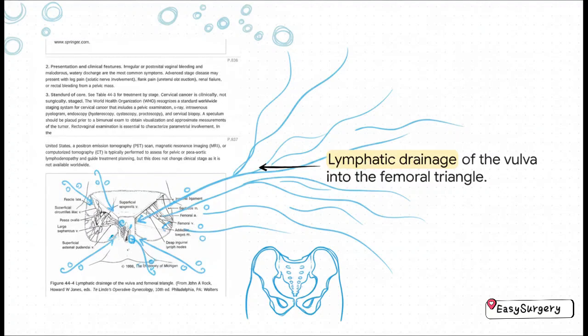Notice how the lymphatic drainage of the vulva pathways straight into the superficial and deep nodes of the femoral triangle. Metastasis follows these exact pathways strictly. That makes inguinofemoral lymph node assessment a massive cornerstone when it comes to vulvar cancer staging and predicting survival.